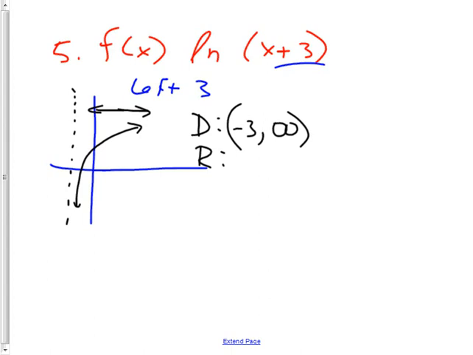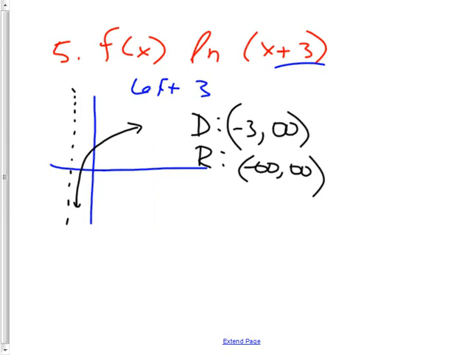And let's see, the range, is there any limit to this way and this way? No, there's no. It's negative infinity to positive infinity. There we go. And again, these were just little helper things I put in there. You do not need that or that. All right, that's how you do 5.